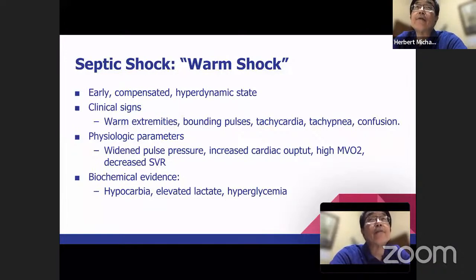And if you had monitoring of the heart, you would be able to see an increase in cardiac output. And through the central venous line, you can check for mixed venous oxygen saturation, and that will also be increased. And the patient would have a decrease in systemic vascular resistance. Laboratory-wise, you can show hypocarbia because the patient's tachypneic, elevation of the lactic acid, and of course, stress hyperglycemia.